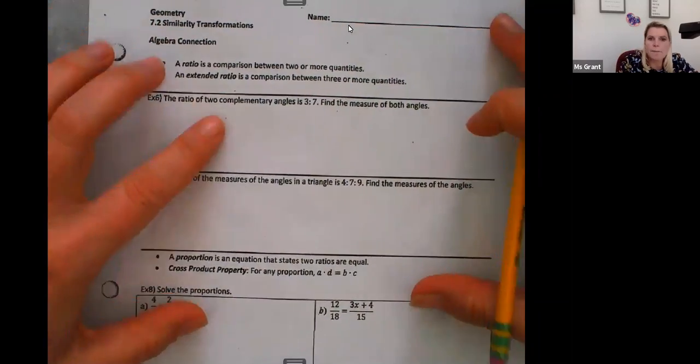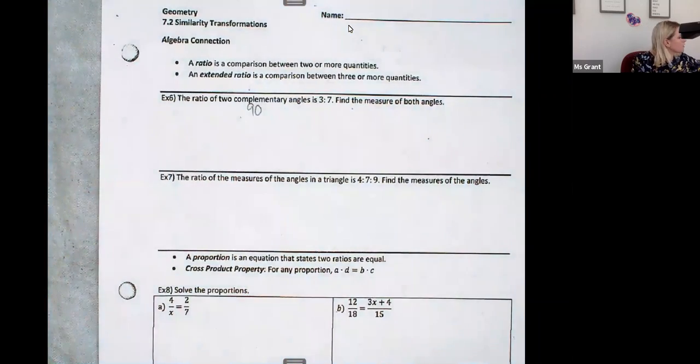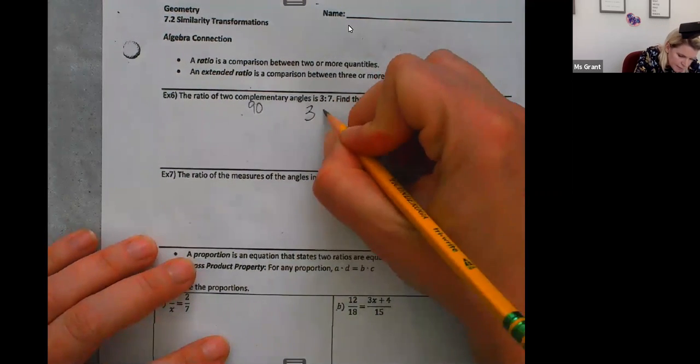The ratio of two complementary angles, 90, is 3 to 7. Okay, so that means that I'm going to need to do 3x plus 7x.